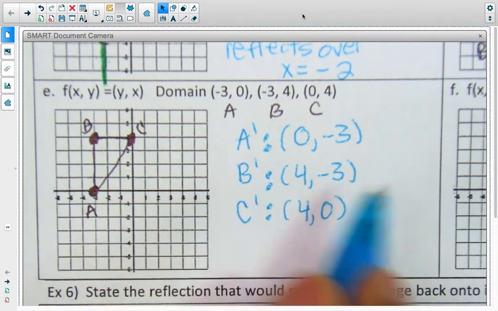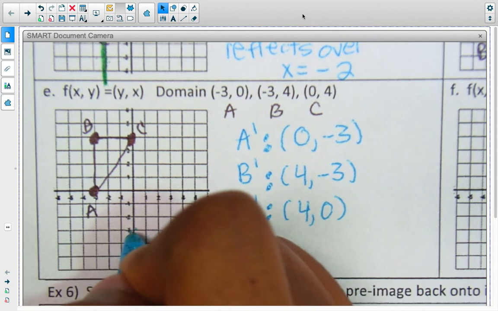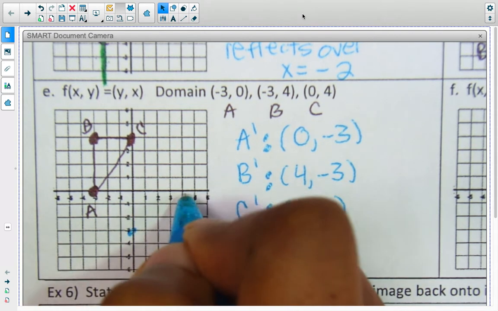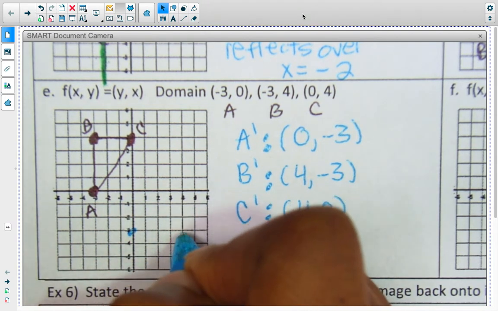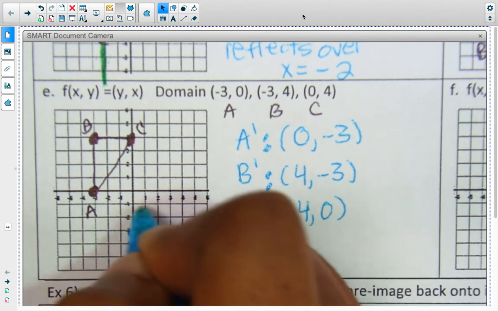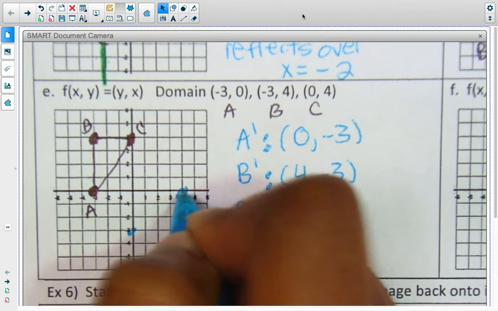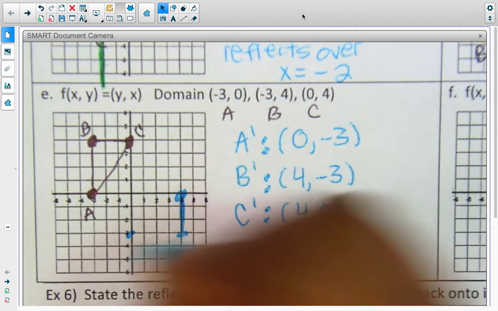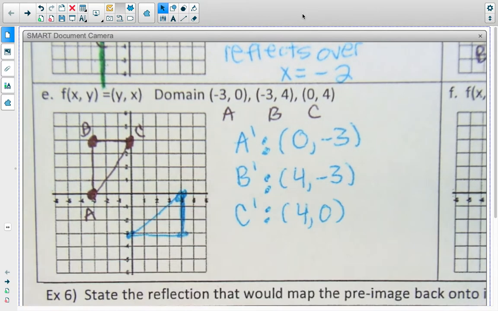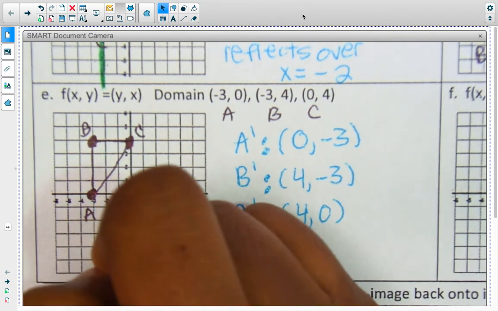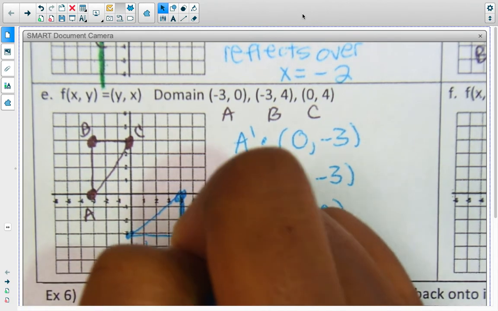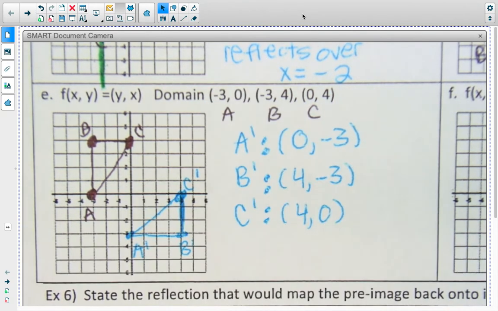Let's go graph. So we have 0, -3. We got 4, -3. And we got 4, 0. And connect. And label our A prime, B prime, C prime.